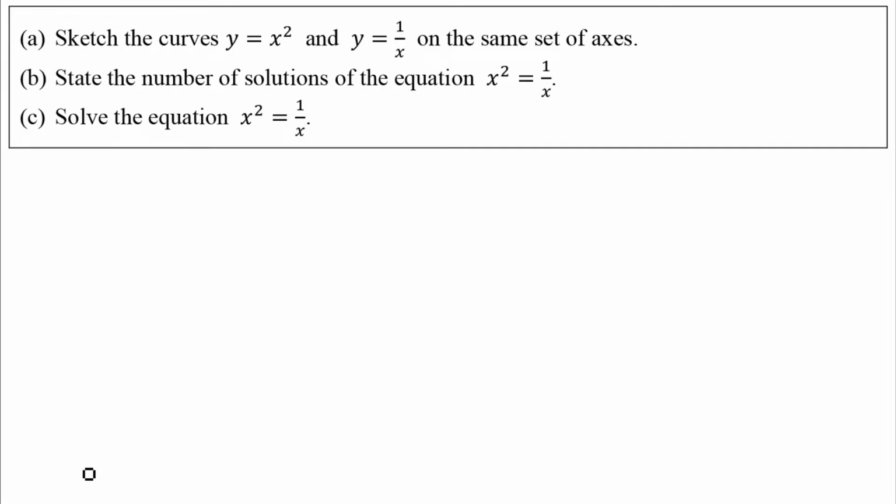In part B, we're asked to state the number of solutions of the equation x squared is 1 over x. How can the diagram help us with that? Well, if we have just sketched a graph of y equals x squared, and a graph of y equals 1 over x, then those graphs will intersect at the points where x squared is 1 over x. So therefore, every solution to this equation is a point of intersection of those two graphs.